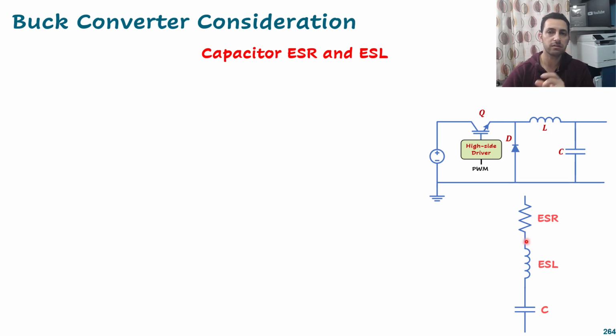And the ESR, we have some resistance caused by maybe the dielectric or also the leads and the metal inside the capacitor. Okay, so this is the normal or popular model for the non-ideal capacitors. So okay, what concerns us if we have ESR or ESL?